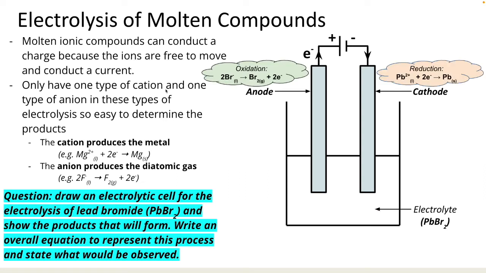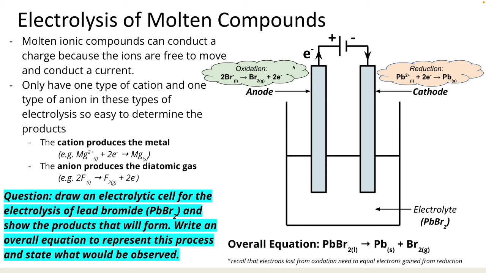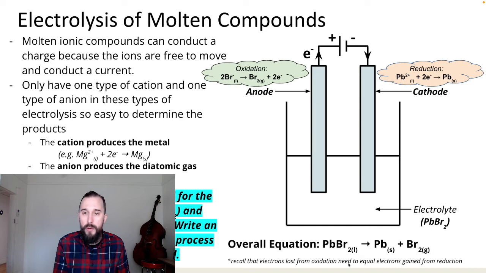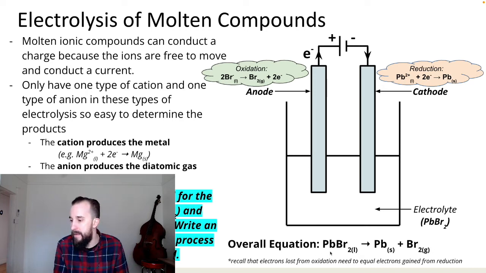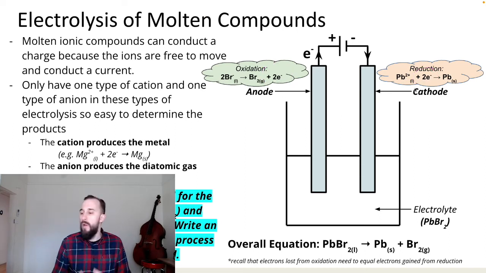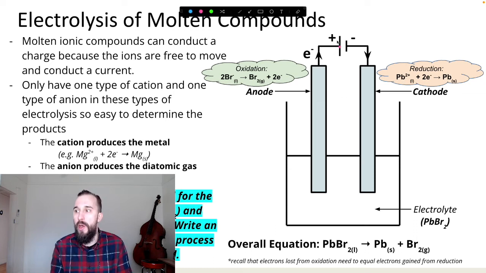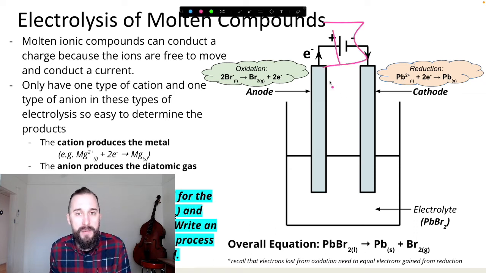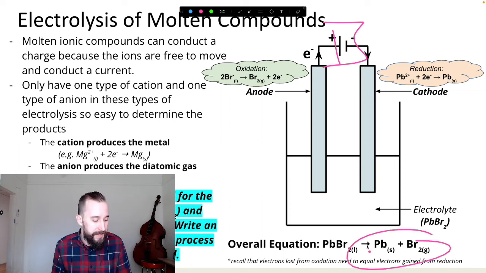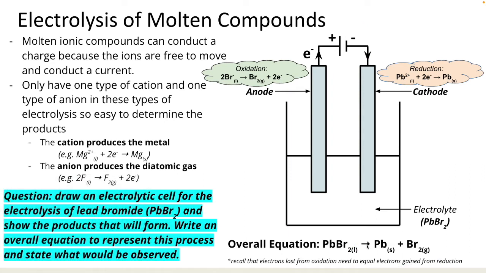Oxidation half reaction, reduction half reaction. Flow of electrons, a really easy one just to forget. Always include your flow of electrons in your electrolytic cells. An overall equation down there, molten lead bromide forms lead and bromine gas. Recall that electrons lost from oxidation need to equal electrons gained from reduction, which in this instance they very much do. Really important though, this reaction doesn't occur if we're not supplying that electrical energy. That's what electrolysis is doing, converting electrical energy into chemical energy. So there are our molten compounds.